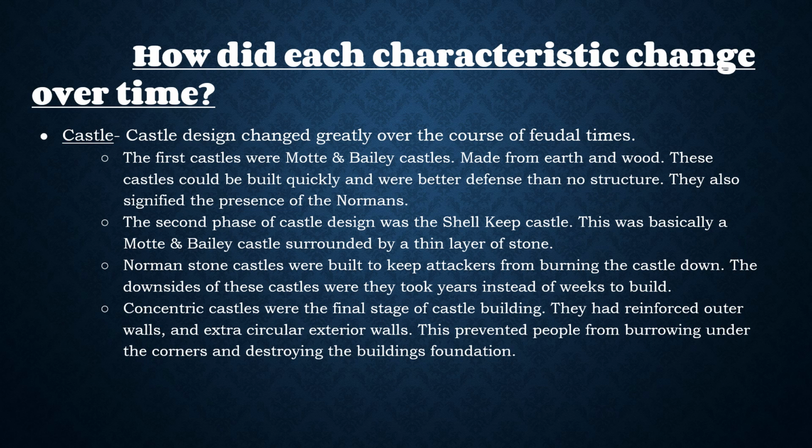The second phase of the castle design was the shell keep castle. This was basically a motte and bailey castle surrounded by a thin layer of stone. Norman stone castles were built to keep attackers from burning the castle down. The downside of these castles was they took years instead of weeks to build.